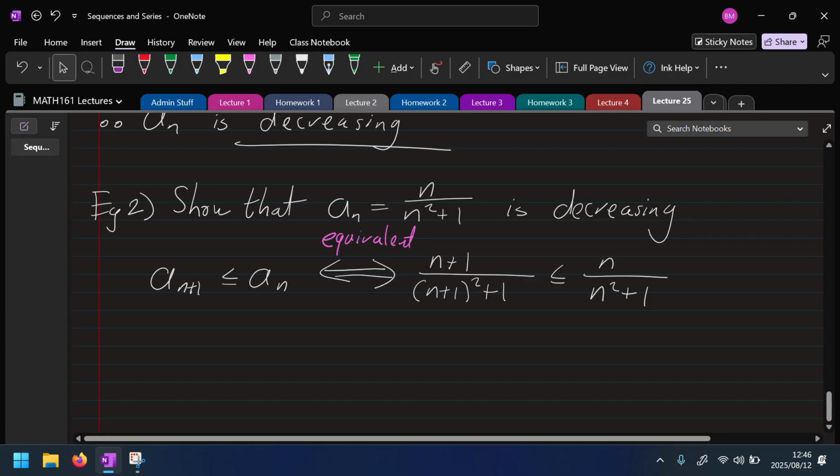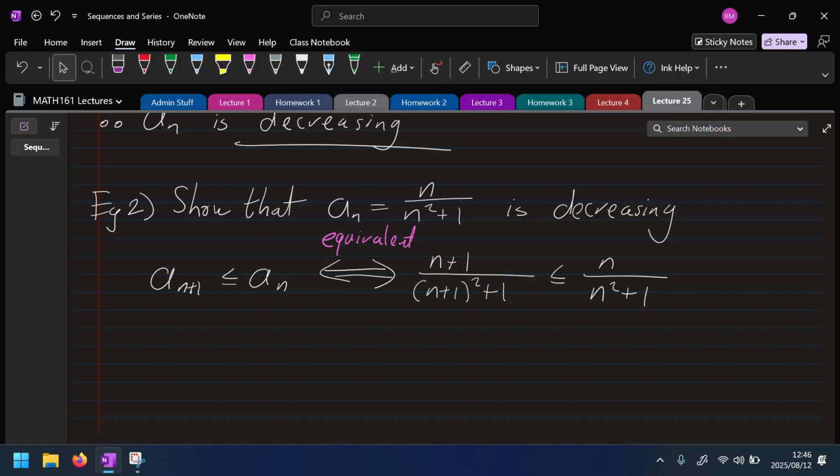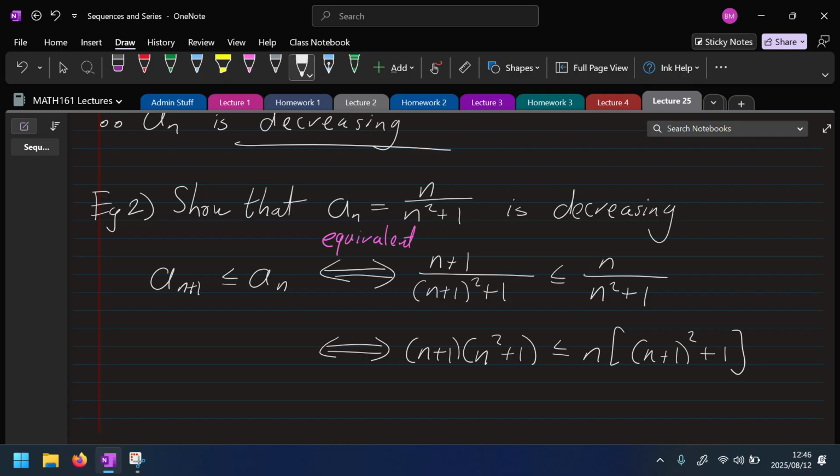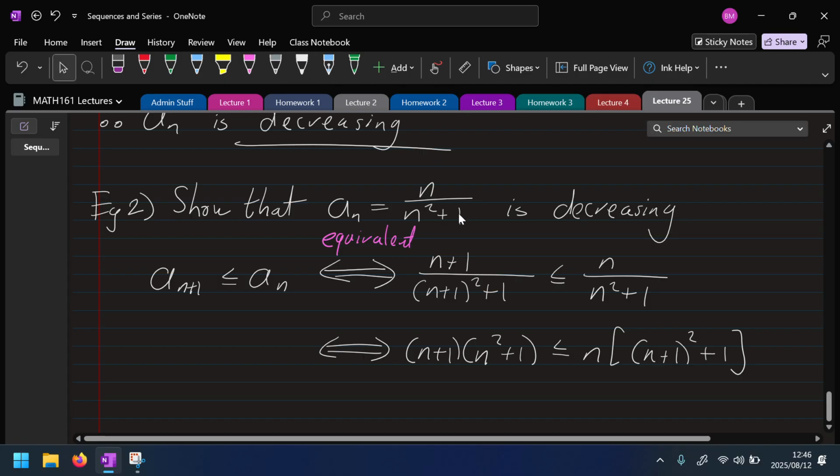Okay, so let's look at this right-hand side. We're going to do a bunch of algebra to show that this left-hand side here was true. Okay, so what can we do? So on each line, it must be equivalent to what we had before. Let's get rid of these fractions by cross-multiplying. So we're going to have (n plus 1) times (n squared plus 1) is less than or equal to n times ((n plus 1) squared plus 1). Okay, it's a bit easier working like this than working with the fractions.